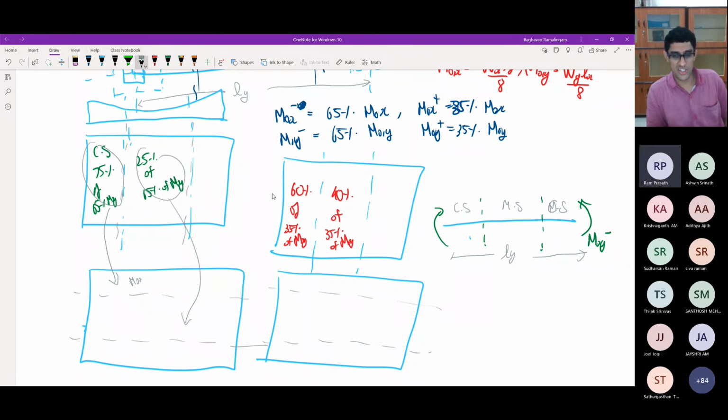Yes, sir. What you said got clear, sir. You said the compartment will be perpendicular to the direction. That was actually my doubt, but then when you explained, it got clear. Okay, fine.